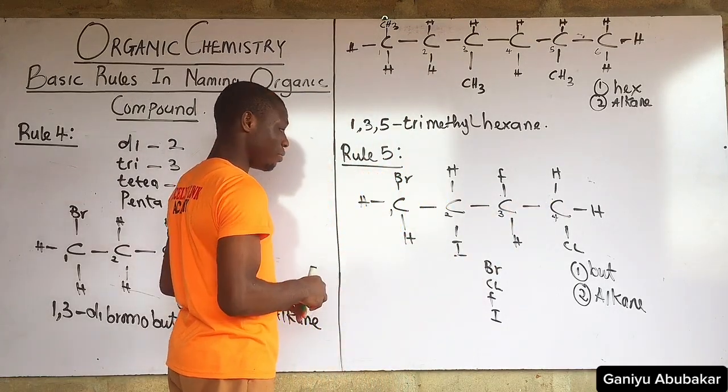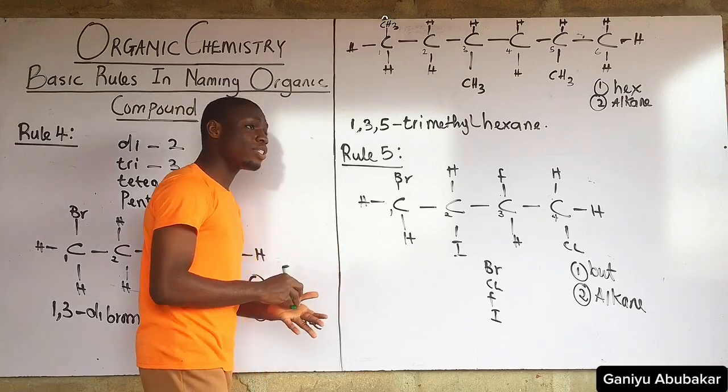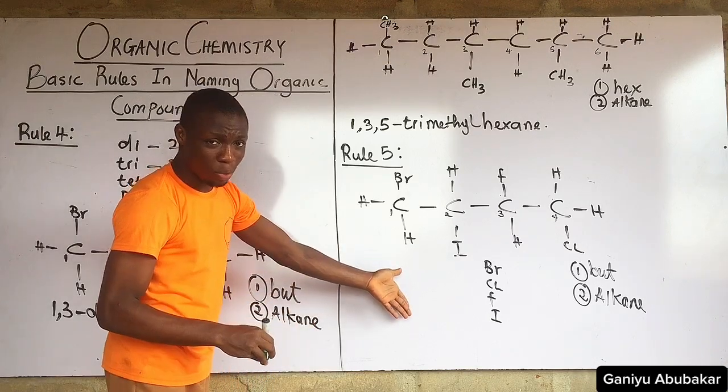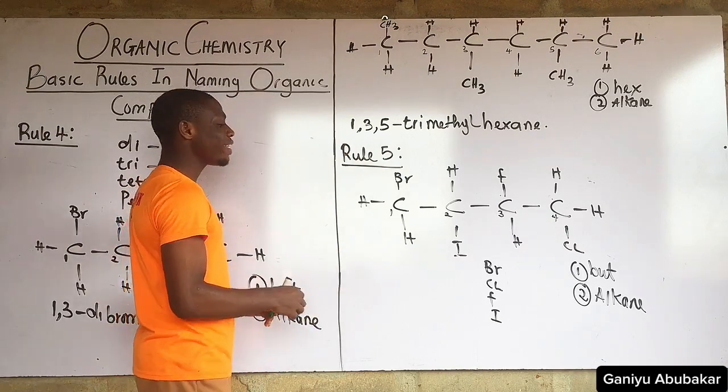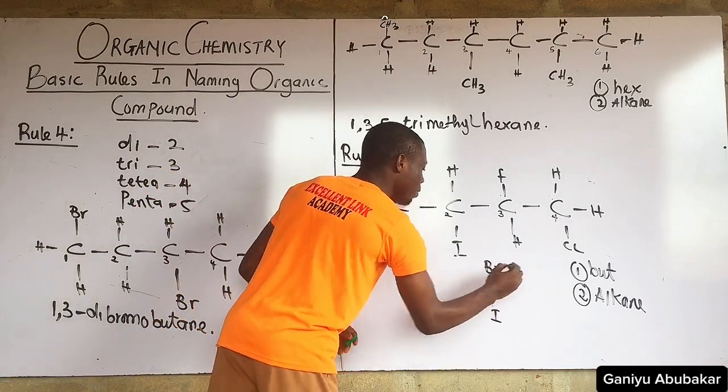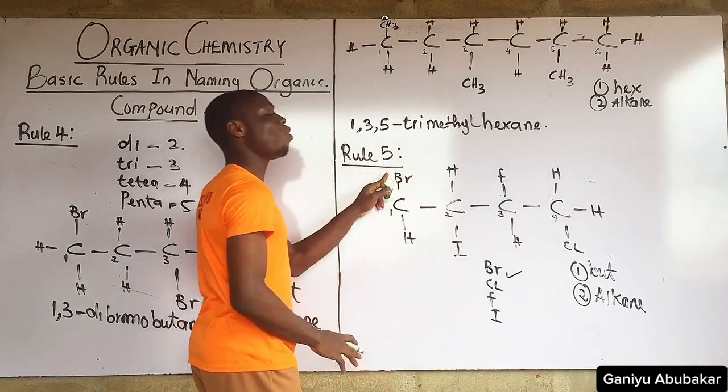So let's name this compound here. We said to name the compound, start by naming the substituent and show the position. So we are starting with bromine. For bromine, how many bromine is there? Just one bromine.